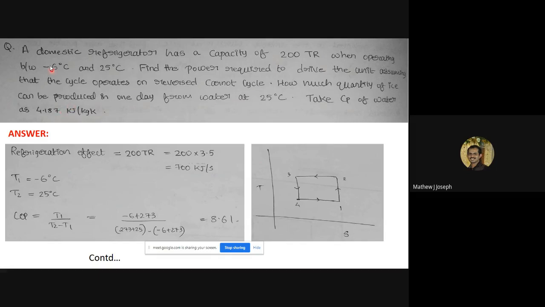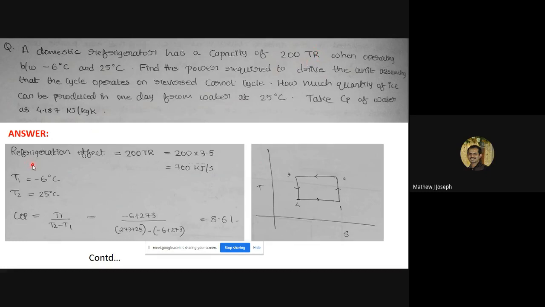Okay, so again let us read the question once more. A domestic refrigerator has a capacity of 200 TR. So what was TR? TR means tons of refrigeration, or the refrigeration effect itself. Whenever you see this term 200 TR, it means the cooling effect or the refrigeration effect produced by that refrigerator. Last class we discussed that 1 TR is nothing but 3.5 kilojoules per second.